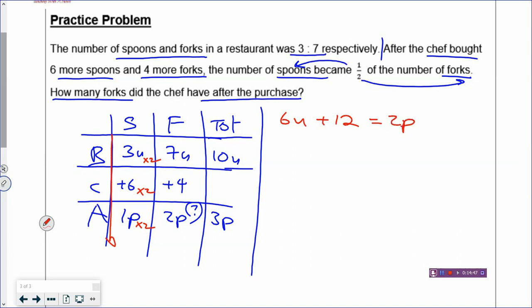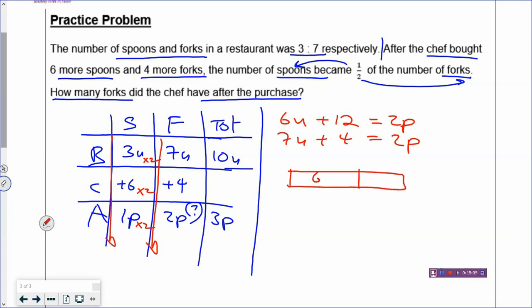Okay, and then how about the forks? So you go down, so you have 7 unit plus 4 and equal 2 parts also, right? Equal. Okay, so now we're going to draw the model from these two statements. So you draw a rectangle, 6 unit plus 12 equal 2 parts. Draw another similar length, which is 7 unit plus 4, also equal to 2 parts. So you have two equal rectangles.